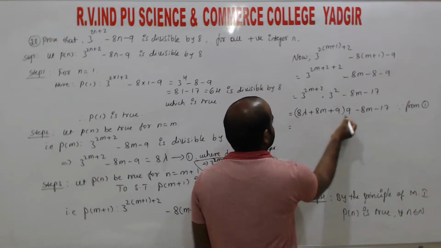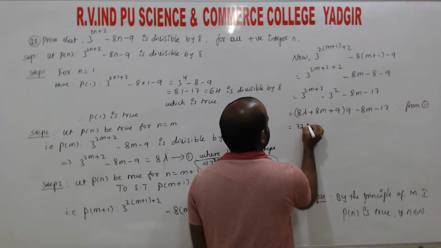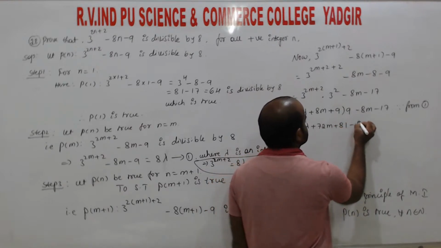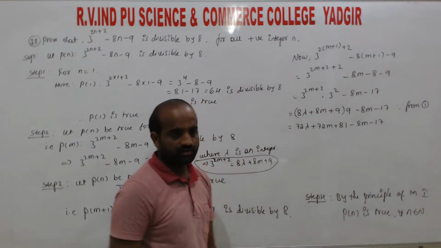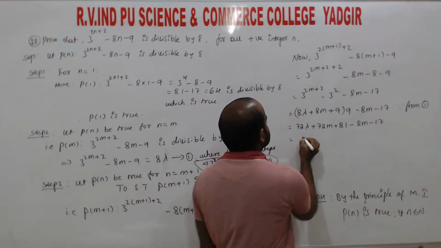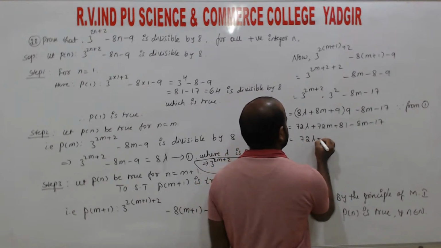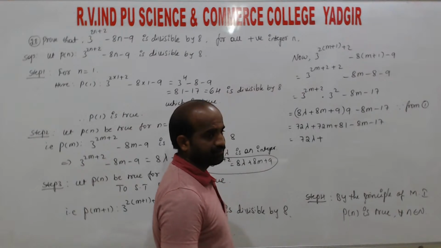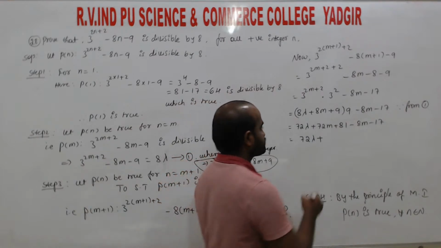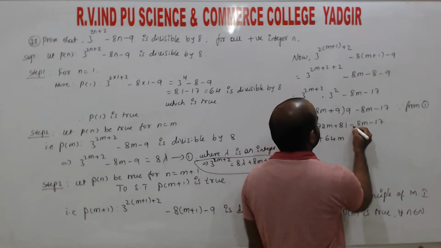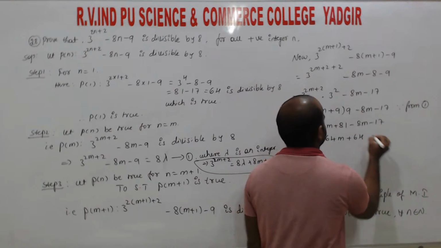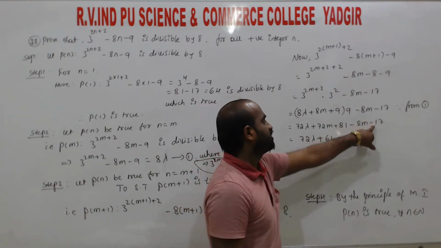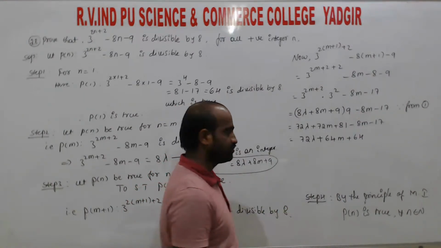Next, 9 is multiplied: 9 into 8 lambda is 72 lambda, 9 into 8m is 72m, 9 into 9 is 81, minus 8m minus 17. Separating lambda terms, m terms and constant terms: 72 lambda, 72m minus 8m is 64m, and 81 minus 17 is 64.